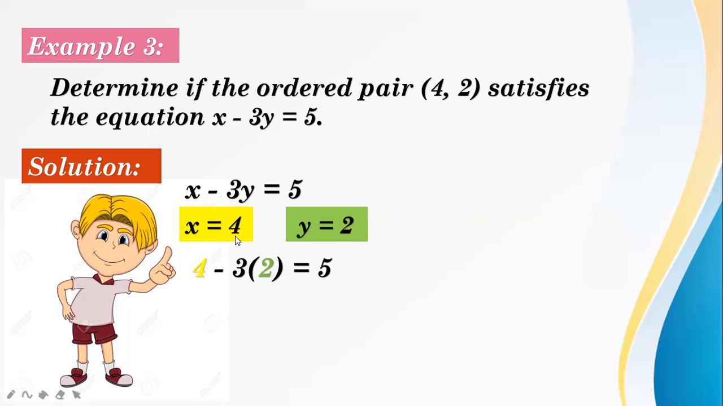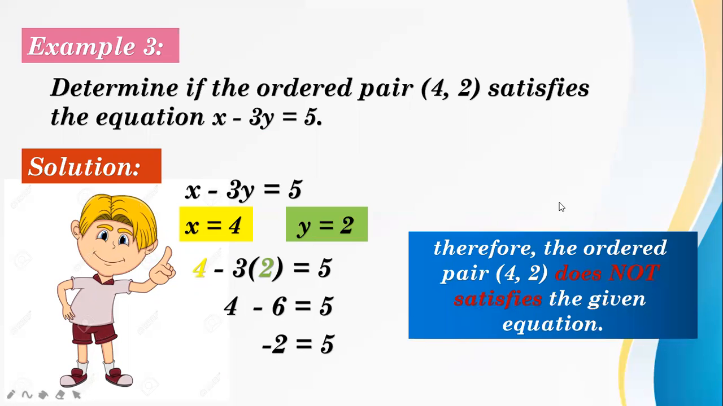So x changes to positive 4, and your y changes to positive 2. Then 4 minus 3 multiplied by 2 equals 5. So 4, copy, then 3 multiplied by 2. The answer is negative 6 because this is negative 3 multiplied by positive 2. Then 4 minus 6 is negative 2, and negative 2 does not equal 5.